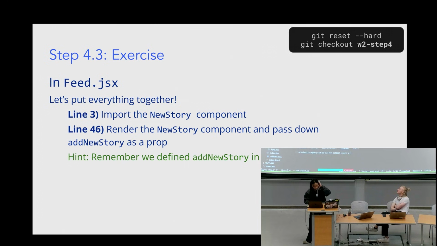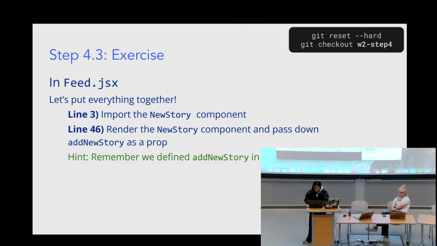We're going to return to the feed.jsx file. You're going to import the new story component you just defined, and you're actually going to return it, and you want to pass down the original callback function we defined, which was add new story, for the prop. Remember, I'll have the reference slide up here showing how the props are passed down, and I'll give you a minute to work on this.